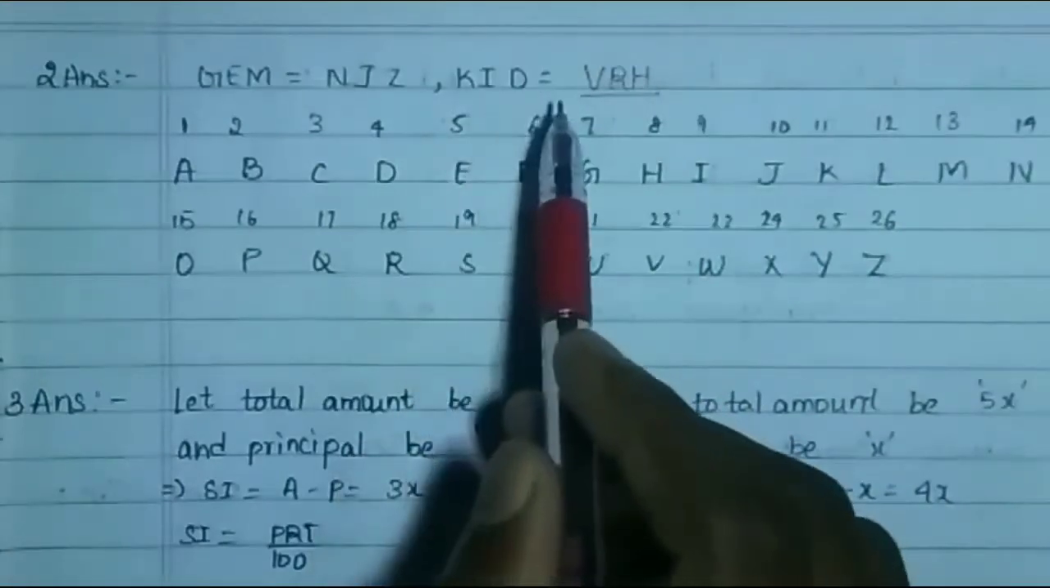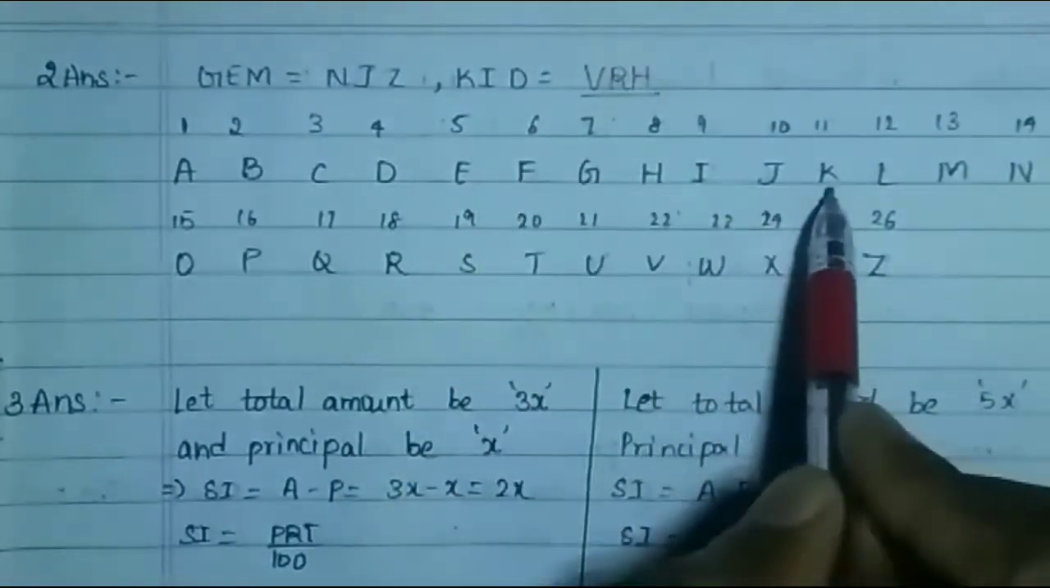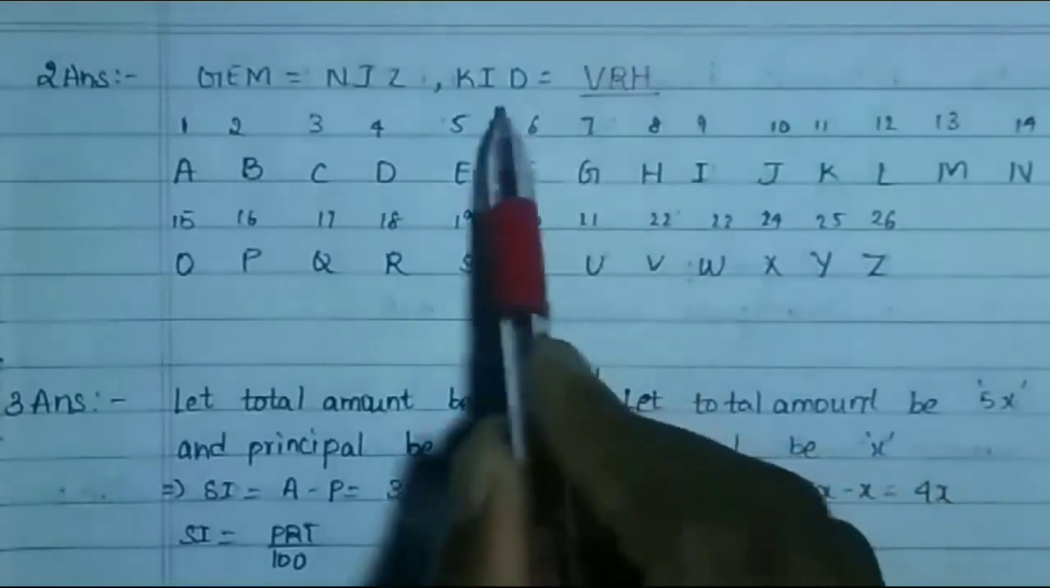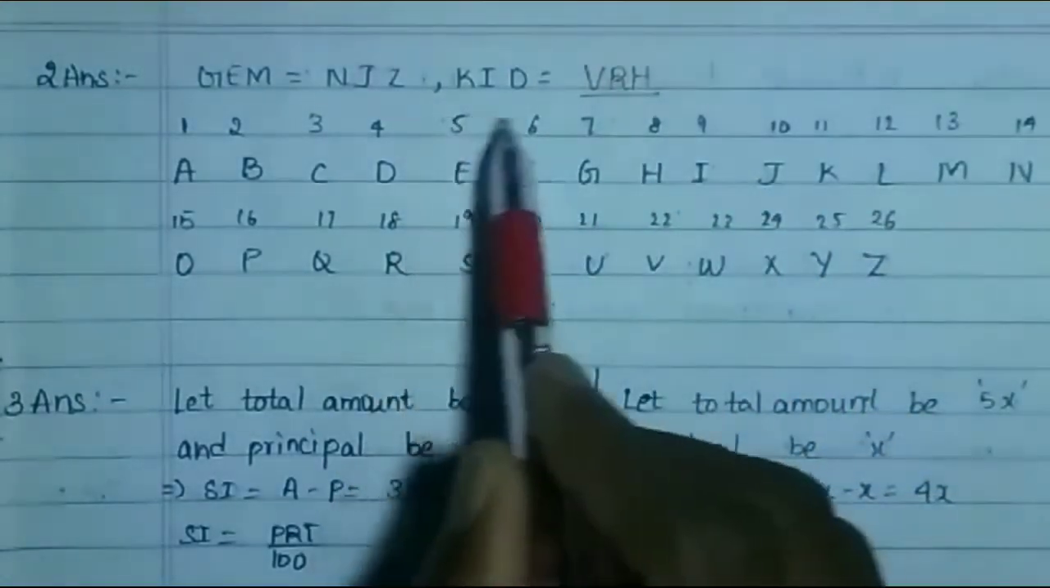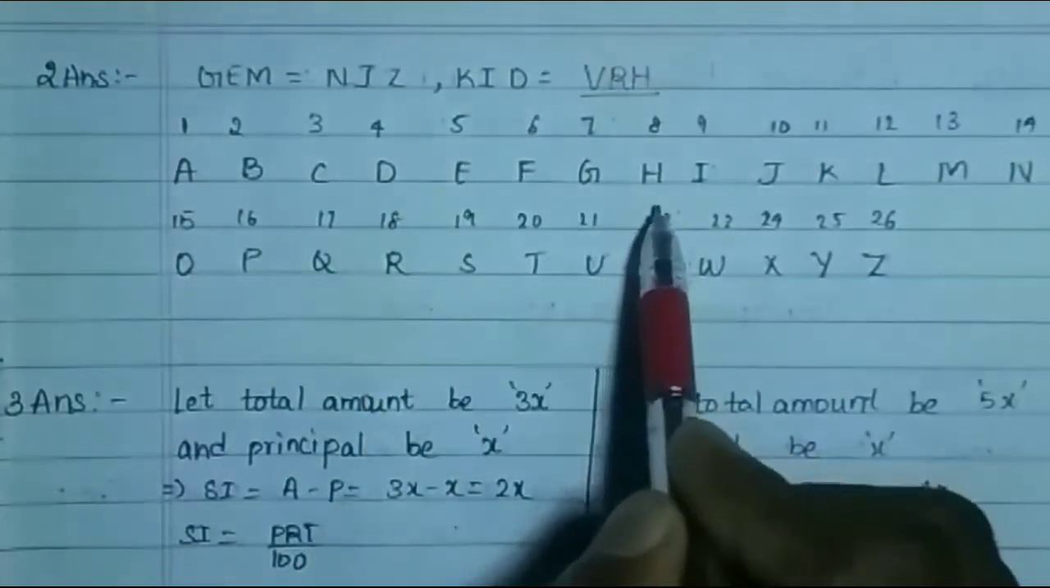Similarly, KID is equal to, K is 11, 11 2's are 22, V, I is 9, 9 2's are 18, R, D is 4, 4 2's are 8, H.